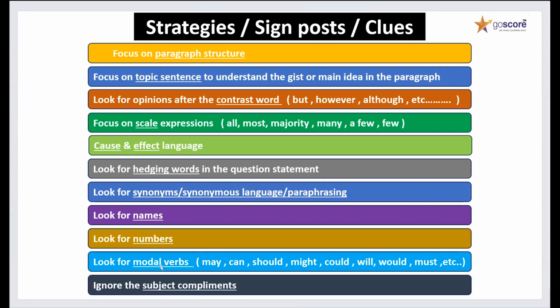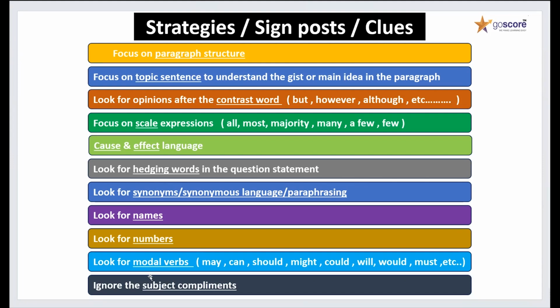Then numbers. Look for modal verbs. Modal verbs, for example: may, can, should, might, would, will, must. All these are examples of modal verbs. Okay. So in your answer option, they may give you the modal verb may, but in your text, it will be like must. Then both are not the same. So you have to understand the function of these modal verbs.